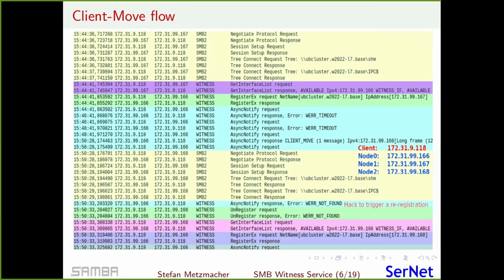Then the other case is where an administrator could move a client to a different node. There it says, please move to this specific node and reconnect to that one. So here we also have the same cluster again. The client is connected to 167 and asks 166 in order to monitor that. And then in the middle, we see the client move message that's triggered by an administrator and says, please connect to the node with 168. And the client does that. And there we still have this hack for the re-registration in order to let the client re-register the witness notification.